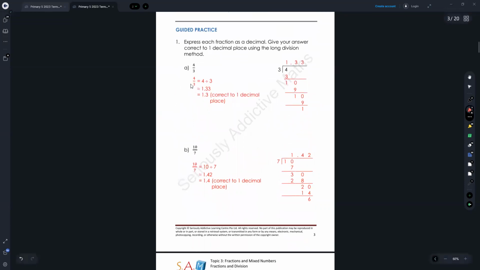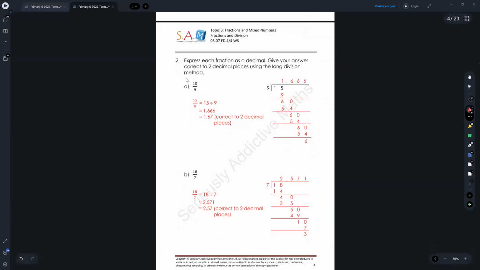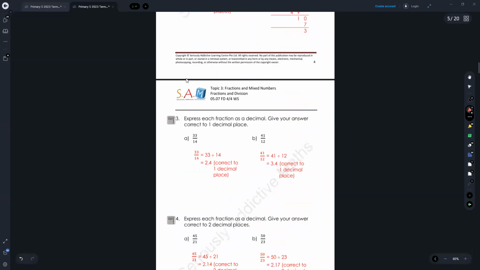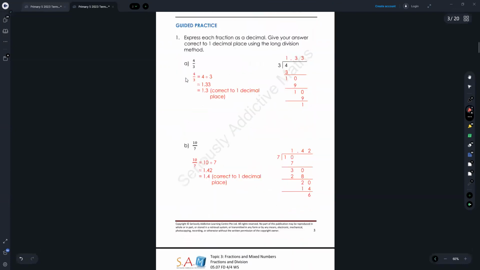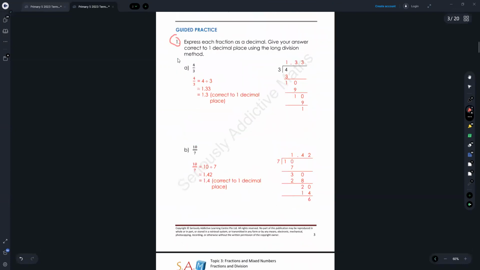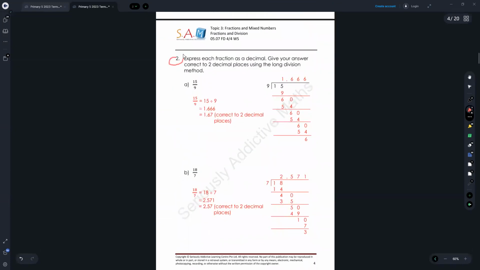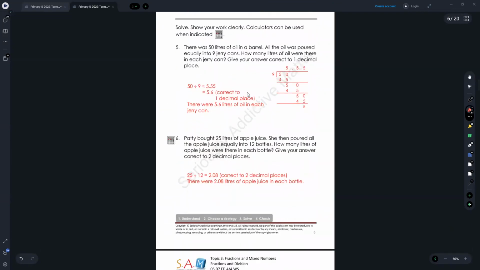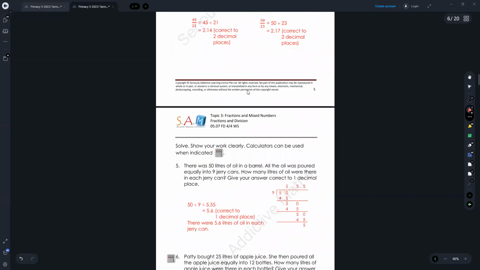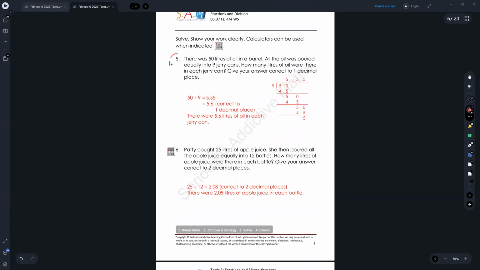After that, get them to do the guided practice on their own. I think we don't have to do the calculator part. So for guided practice, just do question 1 and question 2. Question 3, I think it's quite easy, and so on. And then get them to do question 5, because this is a word problem, and question 6.